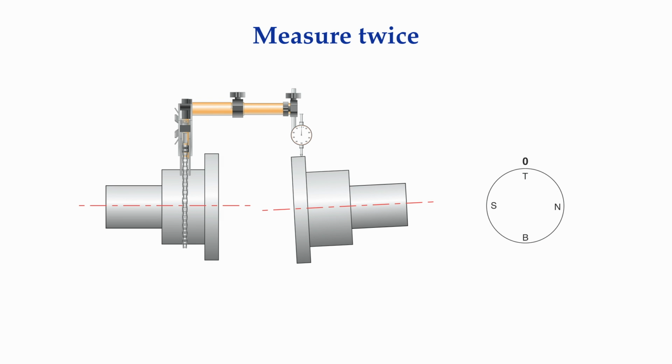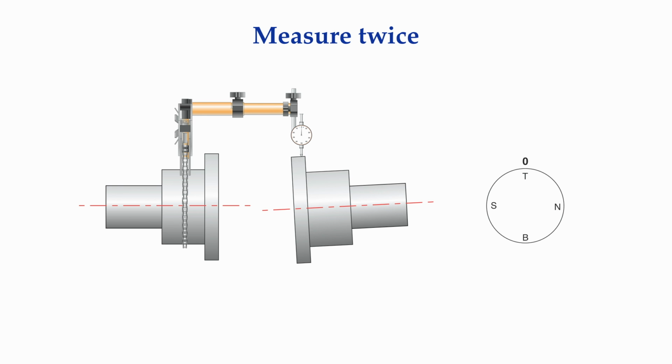No matter what kind of alignment measurement system you are using, it is a good idea to take at least 2 sets of measurements. Here we have a bracket and dial indicator positioned at 12 o'clock, with the stem of the indicator plunged in about halfway and a needle pointing at 0.